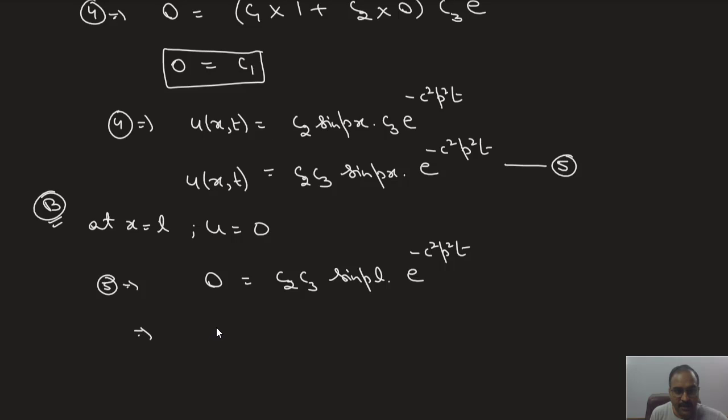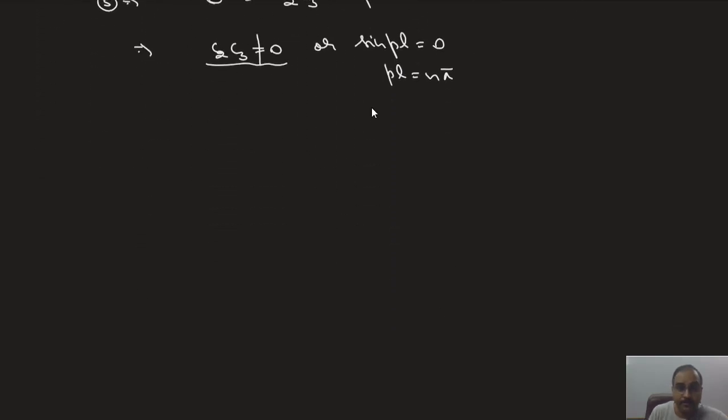From this, either C2 C3 will be 0 or sine of PL will be 0. Now if C2 C3 is 0 and I substitute it over here, the whole temperature distribution function reduces to 0. So that means this is not possible. So we have only one possible solution, that is sine of PL equal to 0. That means PL is equal to n pi, or we can say P is equal to n pi by L.